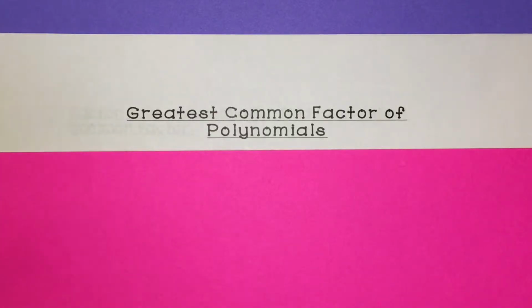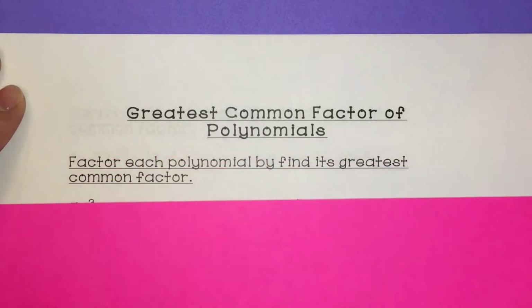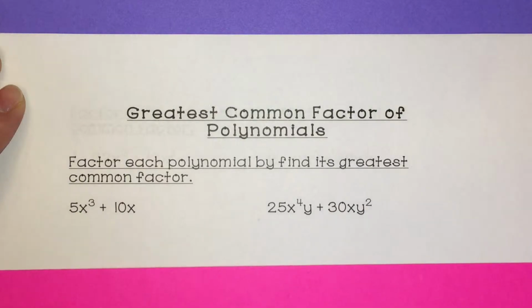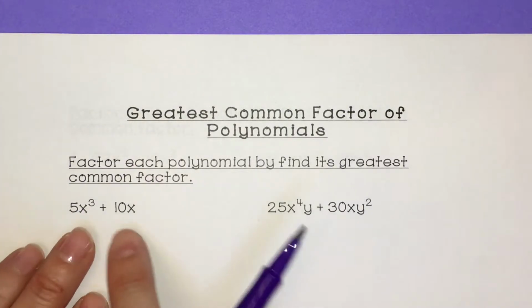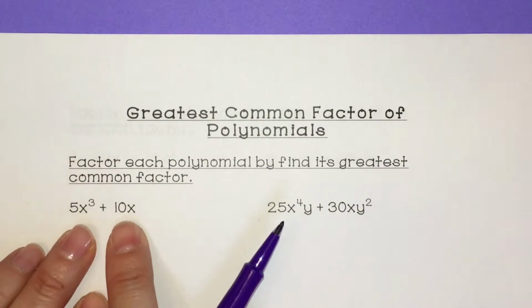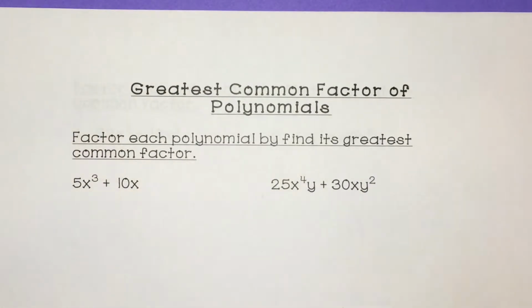We're going to find the greatest common factor of polynomials. So we're going to factor each polynomial by finding its greatest common factor. We're going to look at the two terms here that are added together. We're going to start with the most basic way of looking at it, and then I'll show you an easier way to look at it.